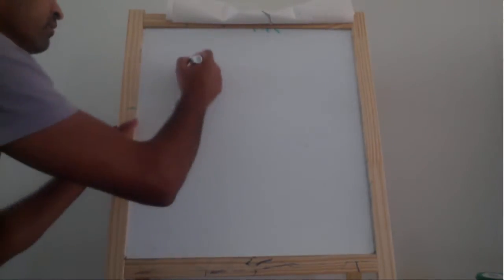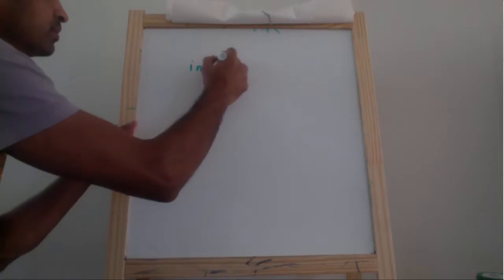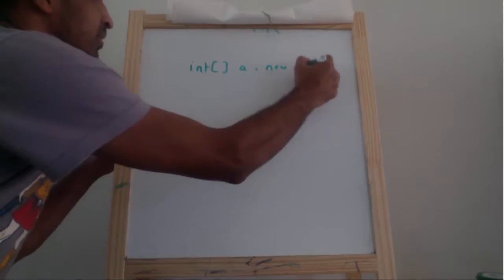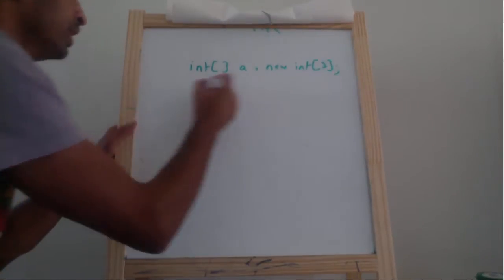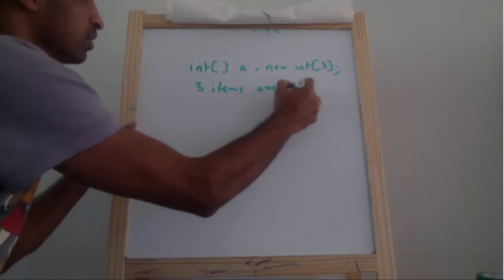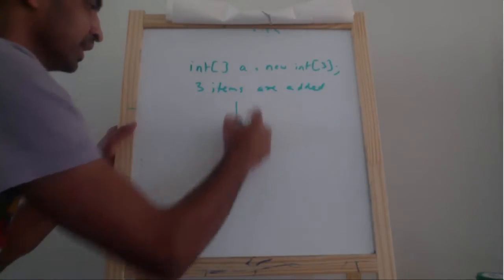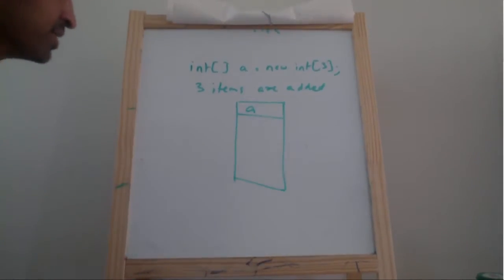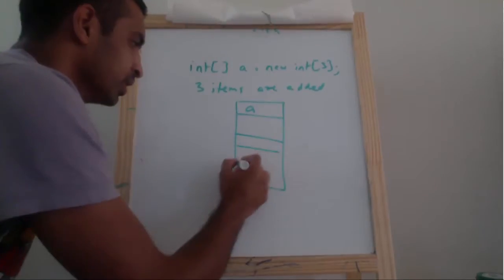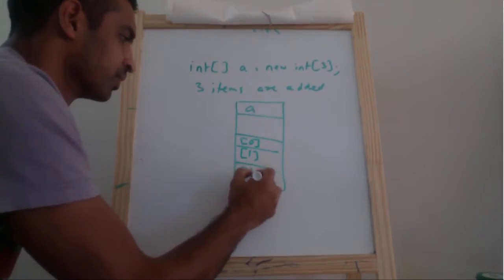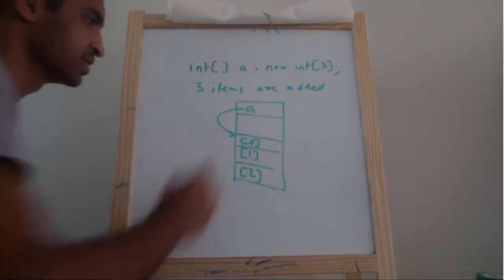The concept is fairly simple. We can create an array that has, let's say, 3 items. Now, once the 3 items are added, what it's going to look like is this. In the memory, your array reference is there. Your 3 items are somewhere else. The array refers to that section of the memory.